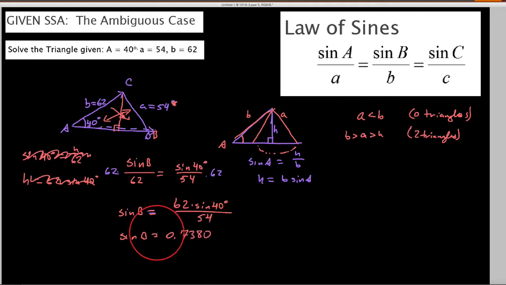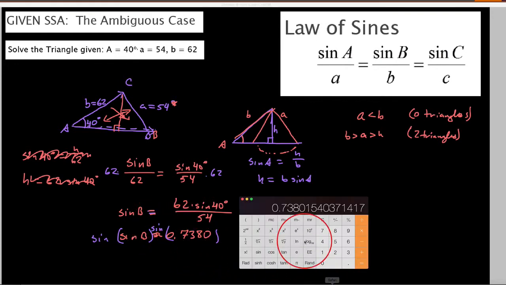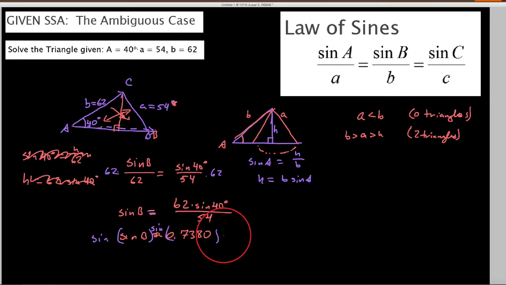There's a reason why I'm only going out 4 decimal places. We're going to get an approximate value here. But we'll just take the sine inverse of both sides, and this should give us an angle. As long as we are in degrees mode, we'll get an angle in degrees. So taking the sine inverse of this, we get 47.5 degrees, 47.6. So we get that B is approximately 47.6 degrees.